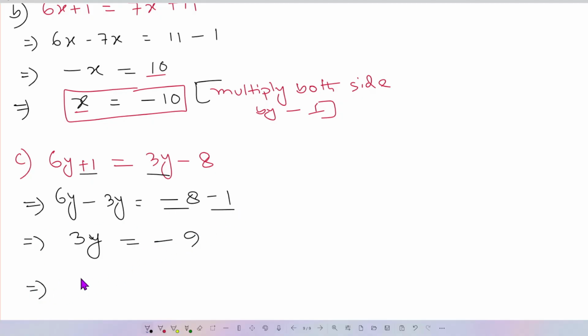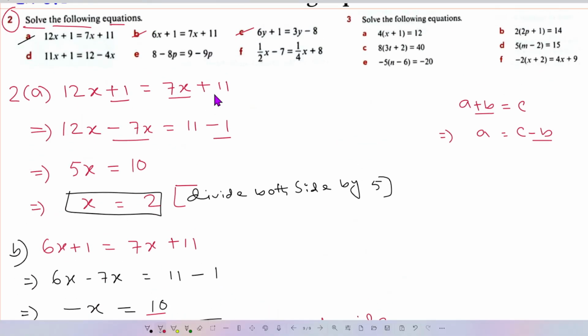Now we can divide both sides by 3, so y equals minus 3. We can write divide both sides by minus or plus, so no need for a sign. So divide both sides by 3. So A, B, C done. Number D.